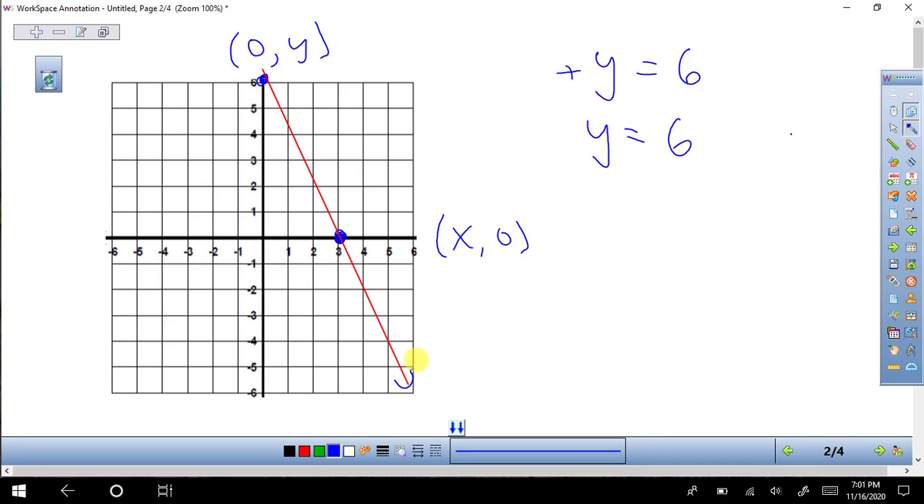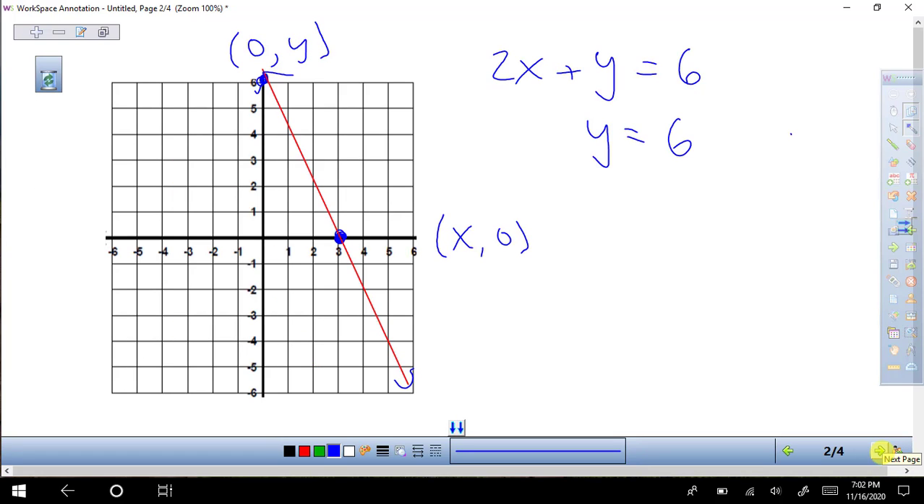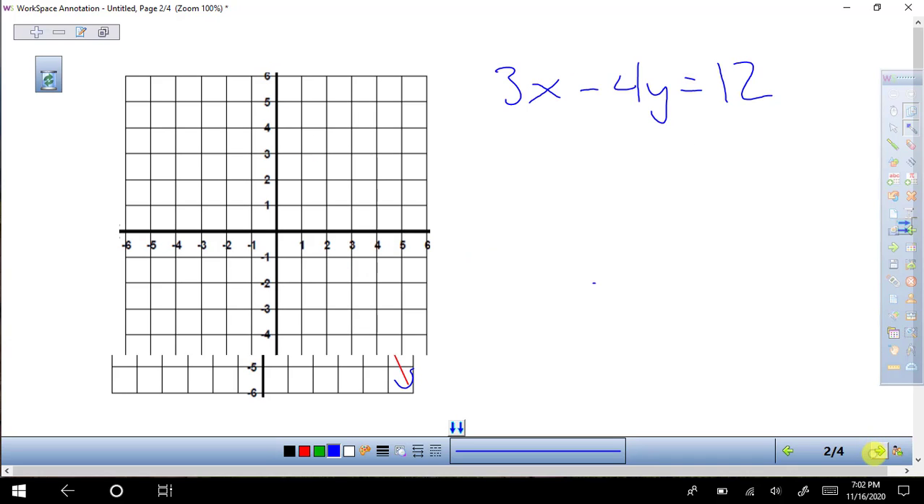Again, put my arrows at both ends. And we've just solved or graphed the equation 2x plus y equals 6. And you'll remember me saying this was really the same equation, right? So we ended up with the same graph. But that's the method we're going to be looking at today, is using the intercept. So let's do another one of those.